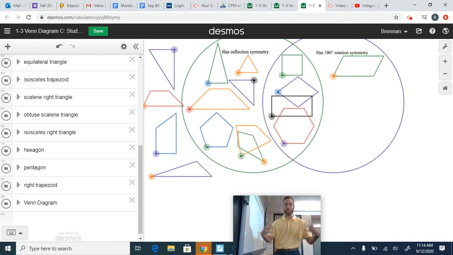So that is all for part 2. Hopefully this gets you thinking about polygons and being able to categorize them into their appropriate spots. And this wraps up 1.1.1.